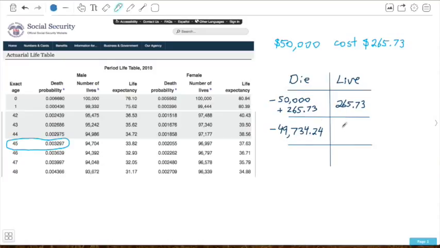All right, so the next column, we'll leave this alone, $265.73. There's no calculation on that one. The next one would be the probability of this person dying. Well, the probability of them dying is that number over there. So this would be 0.003297. And the probability of them living is 1 minus this number, the complement. So 1 minus 0.003297. So their probability of living over the next year is 0.996703. Sounds pretty good, actually.